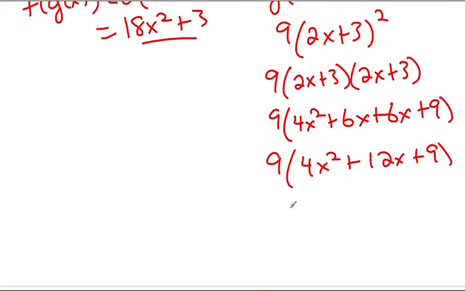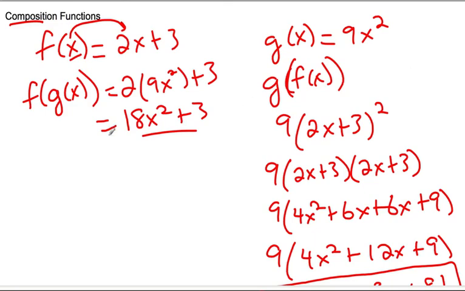And then when we solve it out once more, it becomes 36x squared plus 108x. I believe 12 times 9 is 108. Indeed, it is 108x plus 81. And that is our answer.